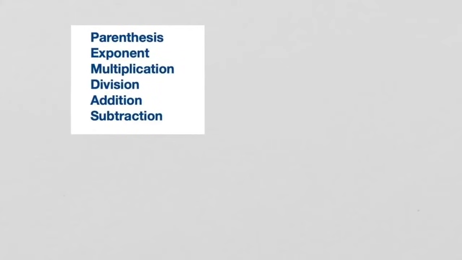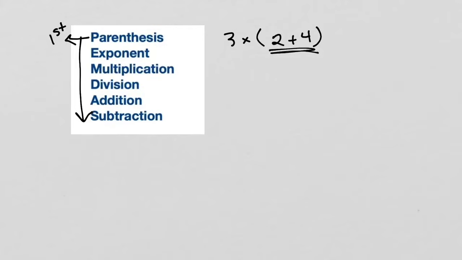In the order of operations, parentheses are performed first. When we say parentheses are performed first, what we actually mean is that the operation in parentheses is performed first. So if we have 3 times parentheses 2 plus 4, then we will perform the 2 plus 4 first because it's in parentheses. So basically, we perform the addition operation first because it's in parentheses.